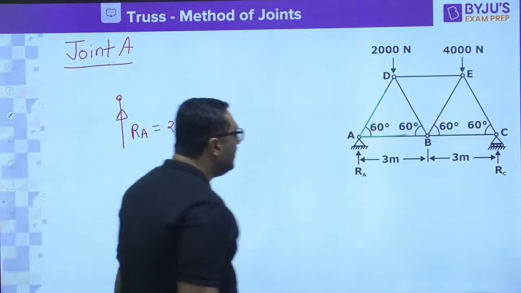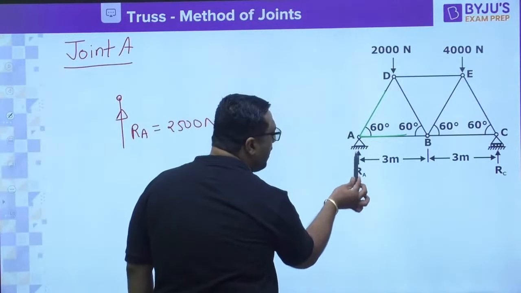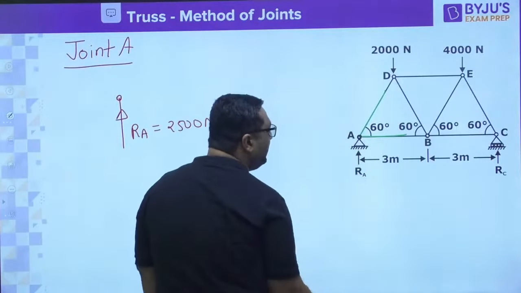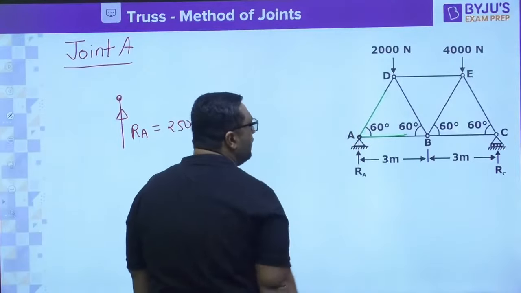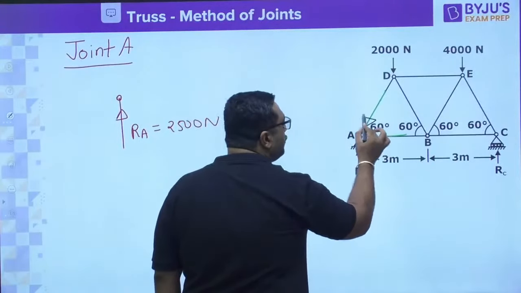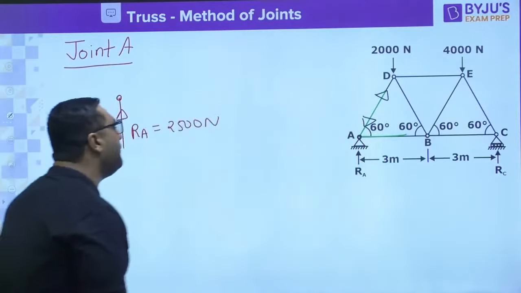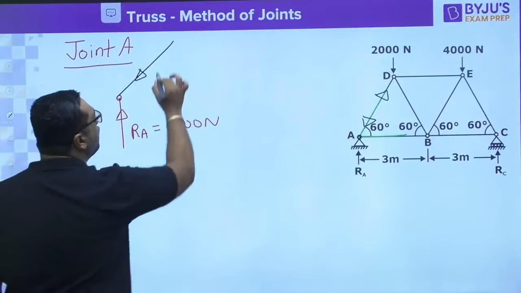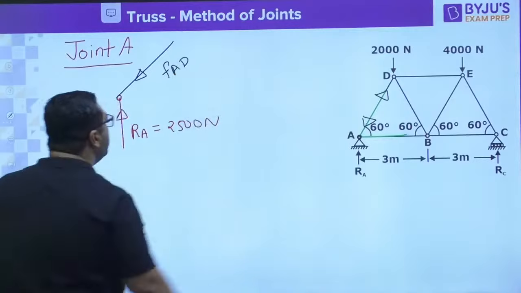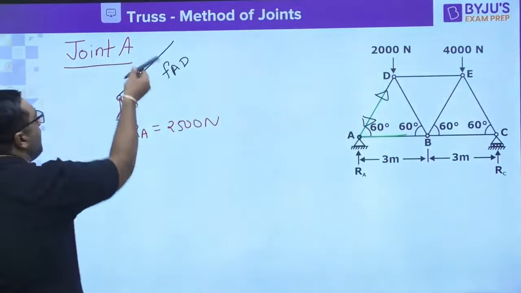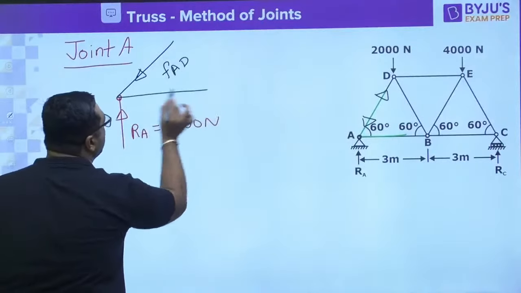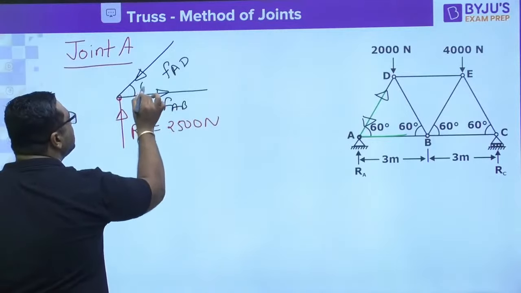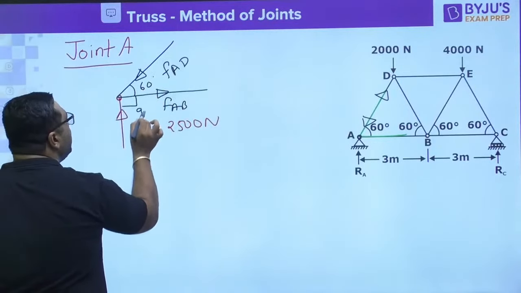So first of all, I am showing you how we can use our common sense. If this support reaction is acting upward, as joint A is under equilibrium, to balance this force we need a component in downward direction, which can only come if we assume the member to be under compression, because when the member is under compression, the forces come towards the joint. So we will show the force FAD like this. And to balance the horizontal component of this, for sure this member is going to be under tension. This is FAB, and the angle between them is 60, and the angle between them is 90.